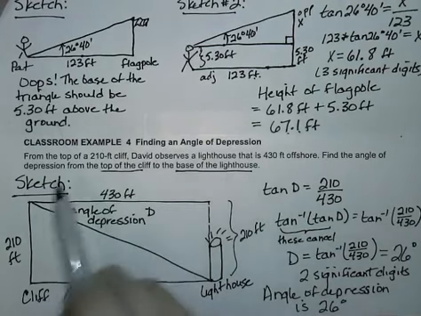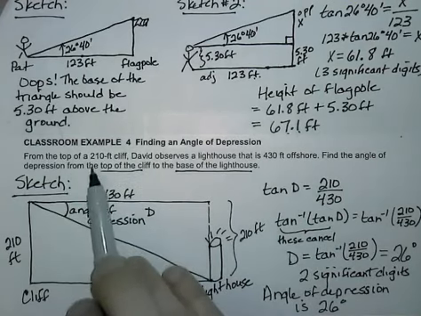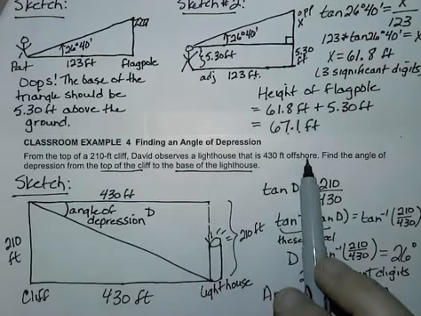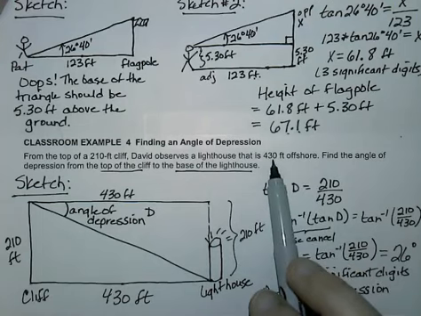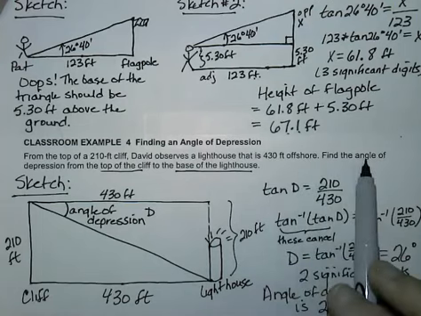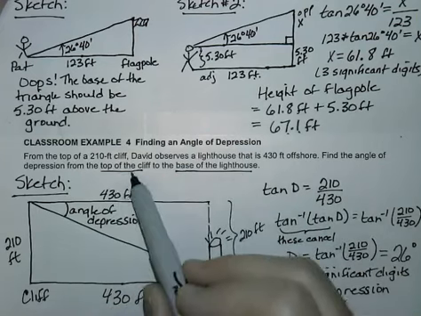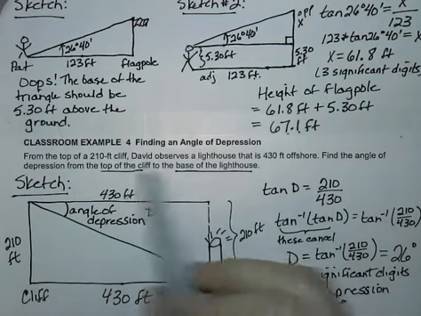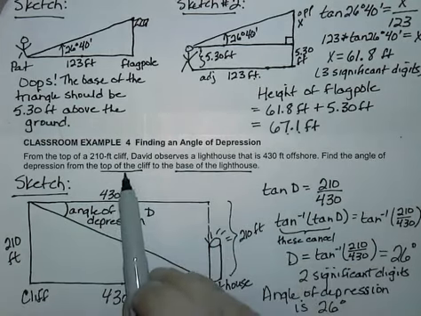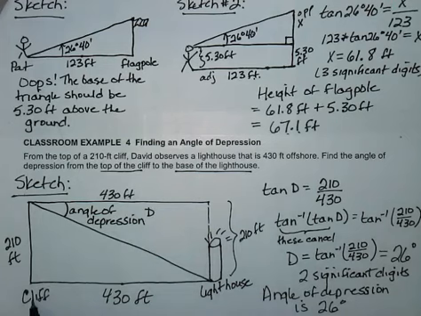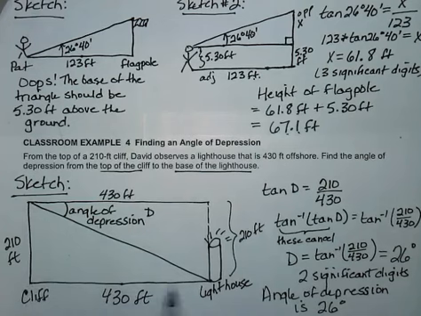Here's one more example. This time we've got someone on the top of a 210-foot cliff, and he sees a lighthouse that's 430 feet offshore. So it's 430 feet from the cliff to the lighthouse. And we want to find the angle of depression from the top of the cliff to the base of the lighthouse. So this time we want to be sure that we're drawing the picture right in the first place. This says we're going from the top of the cliff, not from where his eyesight would be. So here's my picture. I've got the cliff over here. It's 210 feet tall, and it's 430 feet over to here where the lighthouse is.